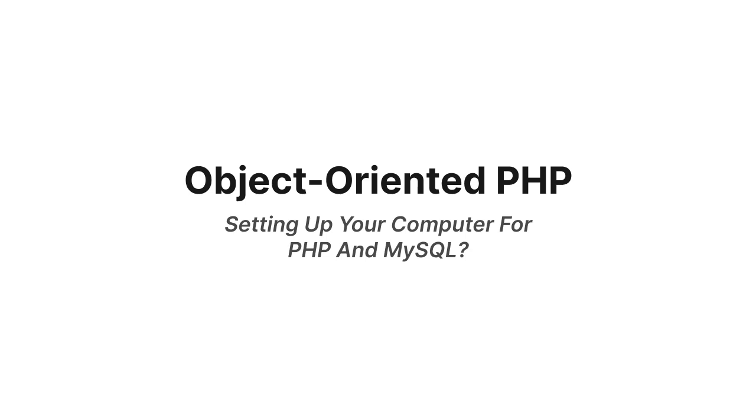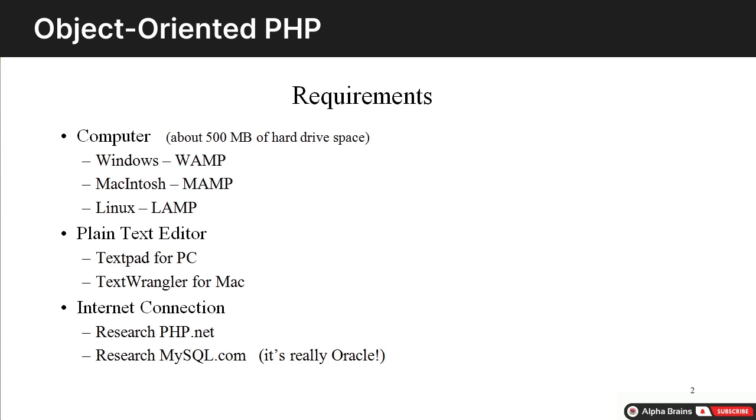This presentation is on setting up your computer to use PHP and MySQL. There's not all that much to know. Just about any reasonably new computer is going to work. You're going to need about 500 megabytes of hard drive space to install one of these three packages: WAMP for Windows, MAMP for Macintosh, and LAMP for Linux. Now we're going to show you how to do WAMP and MAMP. If you're on Linux, you're going to need to do that yourself.